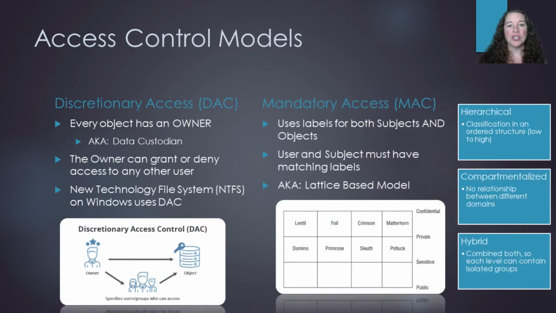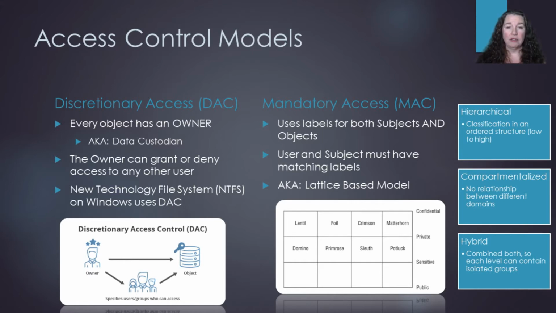At this point, we're going to start describing some of those control models that might be used in companies that you go to. The first is probably the most common, called Discretionary Access Control, or DAC. The way discretionary access works is every individual object has an owner, otherwise known as the data custodian. The owner has the ability to grant or deny access to any other user.